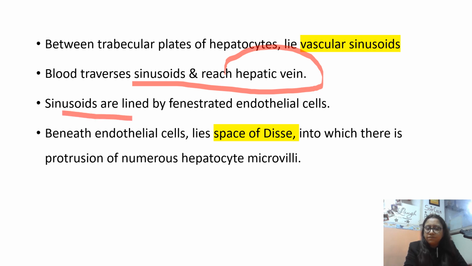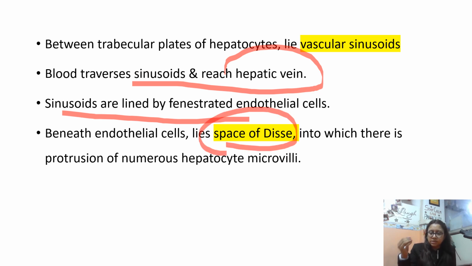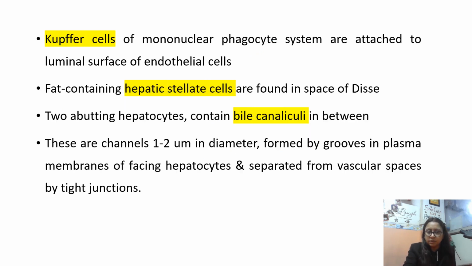These sinusoids are lined by fenestrated endothelial cells, and beneath the endothelial cells you have the space of Disse. The sinusoids, which are blood vessels, are lined by fenestrated endothelial cells, and beneath those endothelial cells we have the space of Disse, and the microvilli of the hepatocytes spread out into the space of Disse.